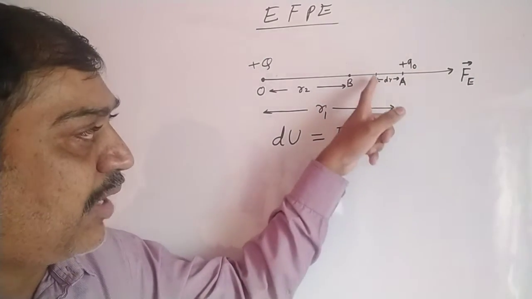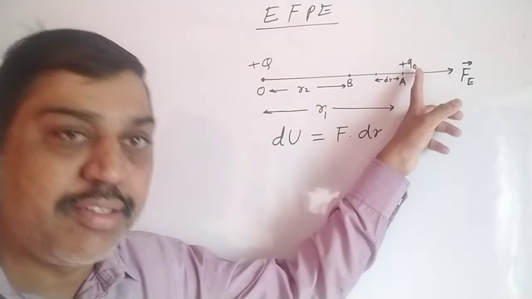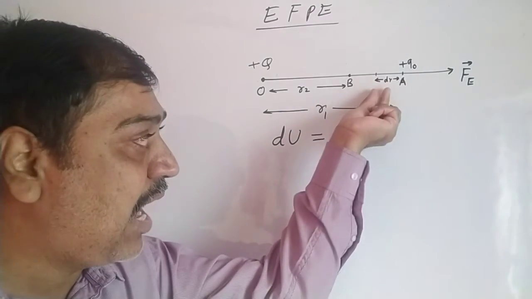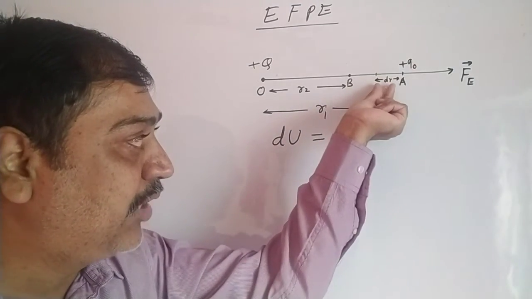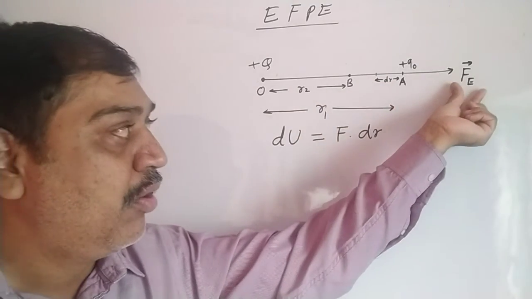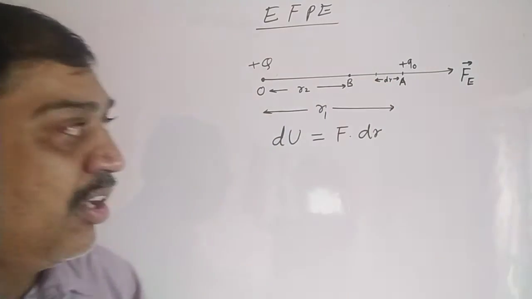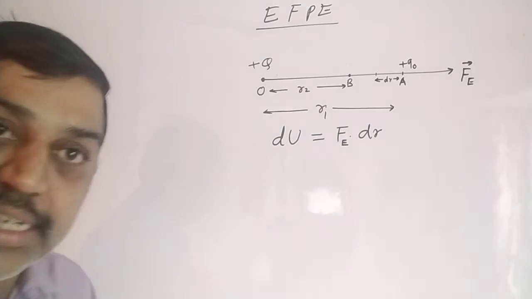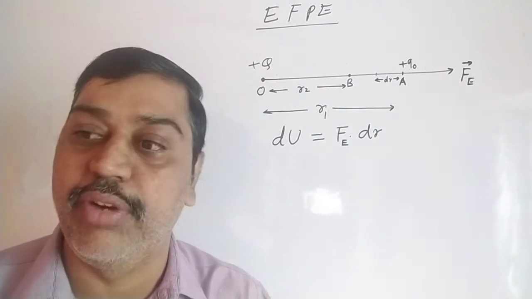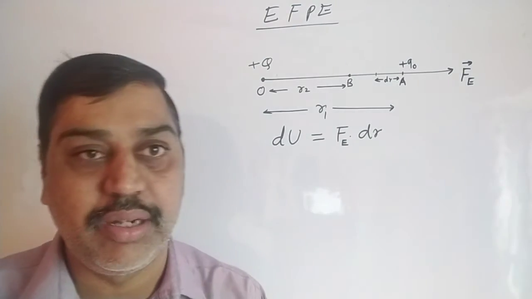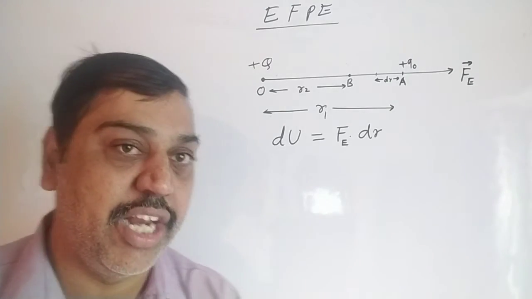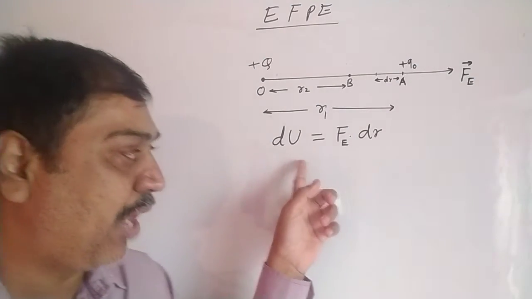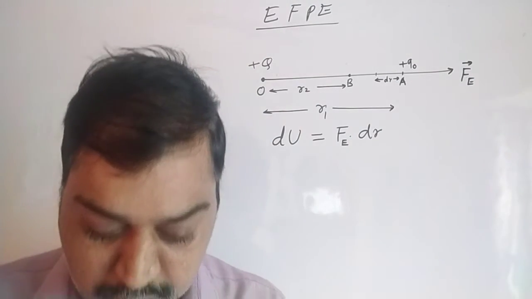Here we try to move the charge plus Q0 towards B. Before that, at a certain point here, we want to move the charge plus Q0 by a distance dr. So the Q0 charge moved by a distance dr. Force into displacement, and force is F suffix E, so F suffix E into dr is the work done, and that work done is nothing but the potential energy. So I have written here dU equal to Fe into dr.